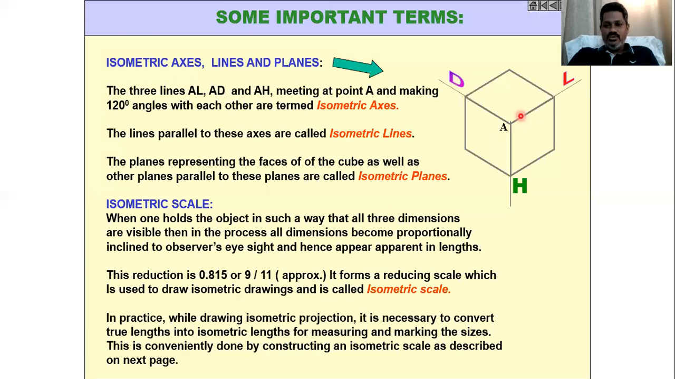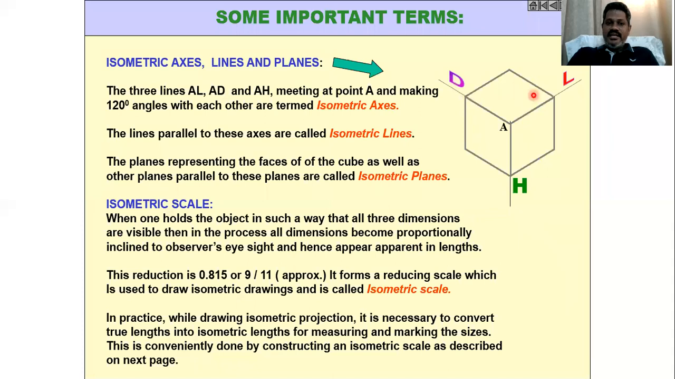The axis on which we are going to draw the isometric view is also called the isometric axis. Then the lines parallel to these axes are also called isometric lines. As you can see, this line and this line, and the lines which are parallel to these axes, that means the isometric axis, are called the isometric lines.